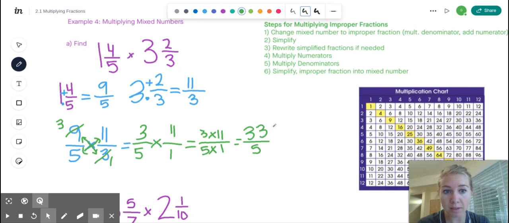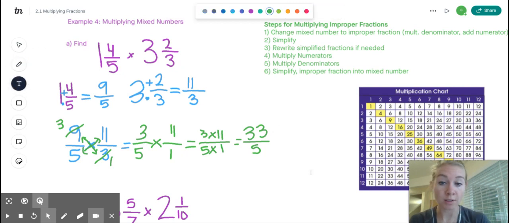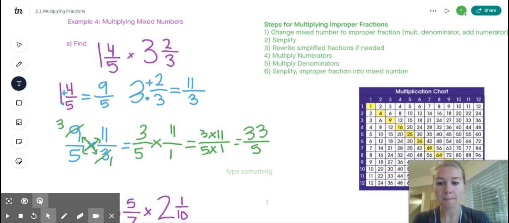So we are top heavy again. We need to change this improper fraction into a mixed number. So to do that, let's count by 5s. That's our denominator. 5, 10, 15. What I'm trying to do is get as close to 33, but not over. 5, 10, 15, 20, 25, 30, 35.